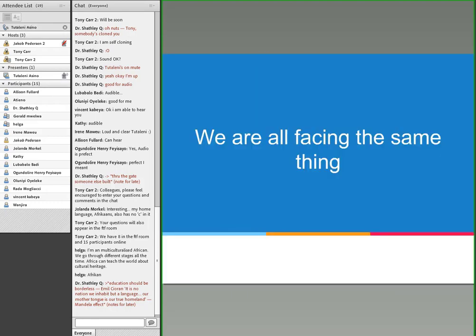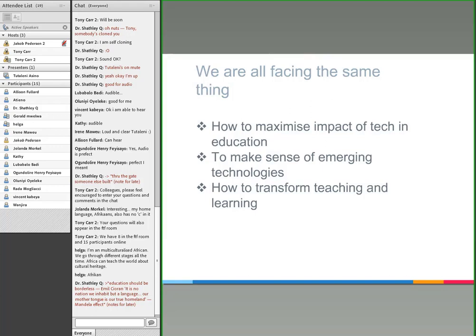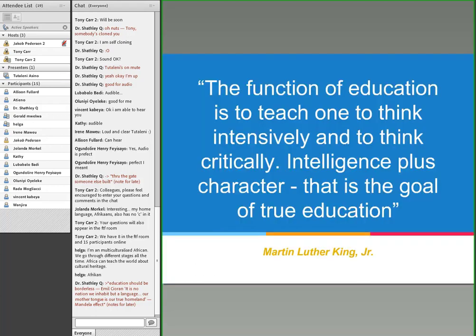So again, we're facing everything at the same time. And what we're all really concerned about in education in general is how do we maximize the impact of the tools that we have? How do we maximize the impact of educational technology? How do we make sense of all these emerging technologies? And how do we transform the very nature of teaching and learning in our spaces? I would argue that all of these are important concepts for consideration, whether you're at Oklahoma State University or at the University of Cape Town.